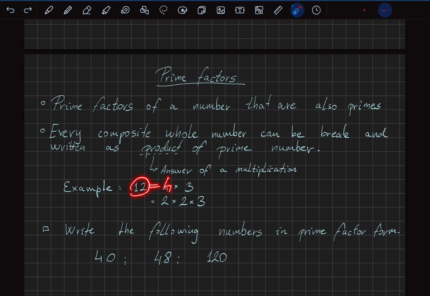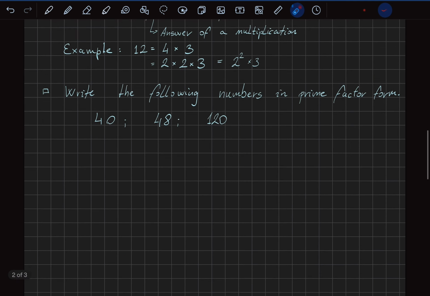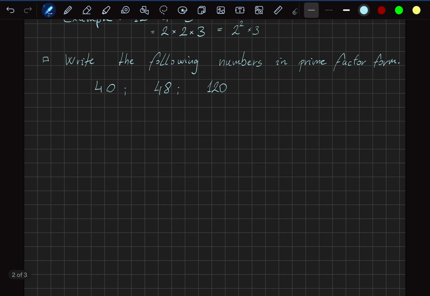12 equals 4 times 3, and we can break the 4 into 2 times 2, so 2 times 2 times 3. Okay, and we will write it like this, 2 to the second power times 3. So we will break the composite numbers into prime numbers, and we will multiply these prime numbers. How can we do this? Well, we have many methods.